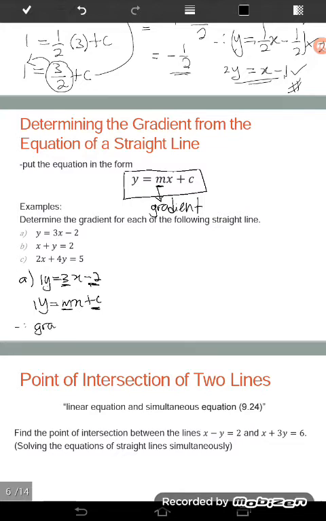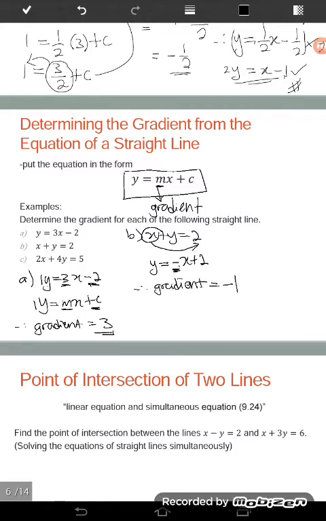So therefore the gradient is equal to 3. Okay, so b, x plus y equal to 2. Is it the same form? Not the same, right? So make the form the same, move things. So we need to move x to the right. So you have here y equal to negative x plus 2. So this one is m. There is no number, of course. So negative x, meaning that it is negative 1. So therefore the gradient is equal to negative 1. And that's c.